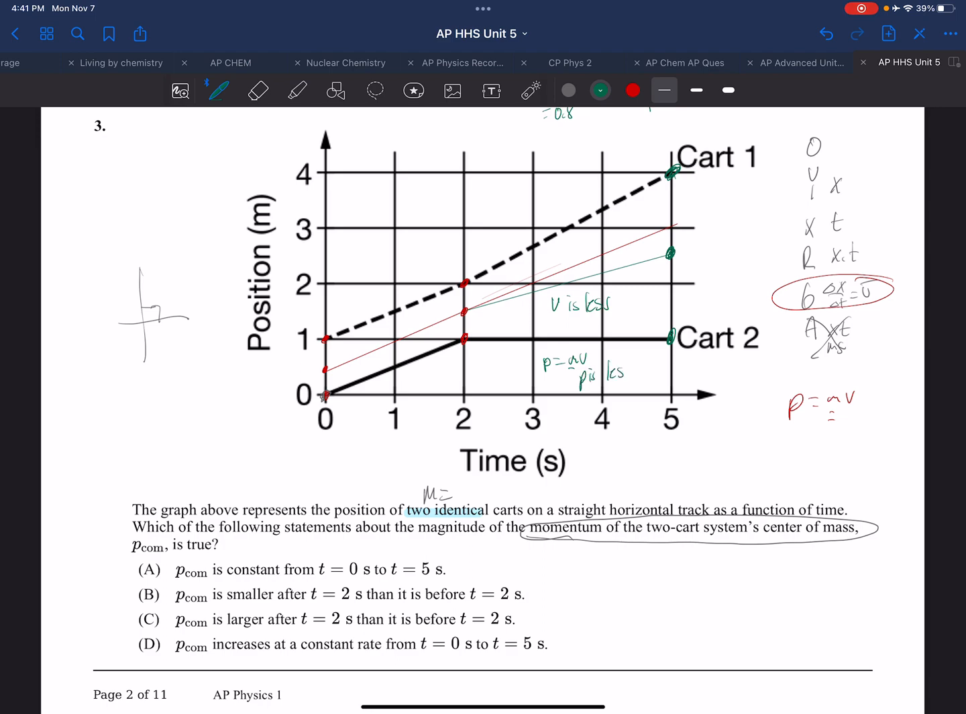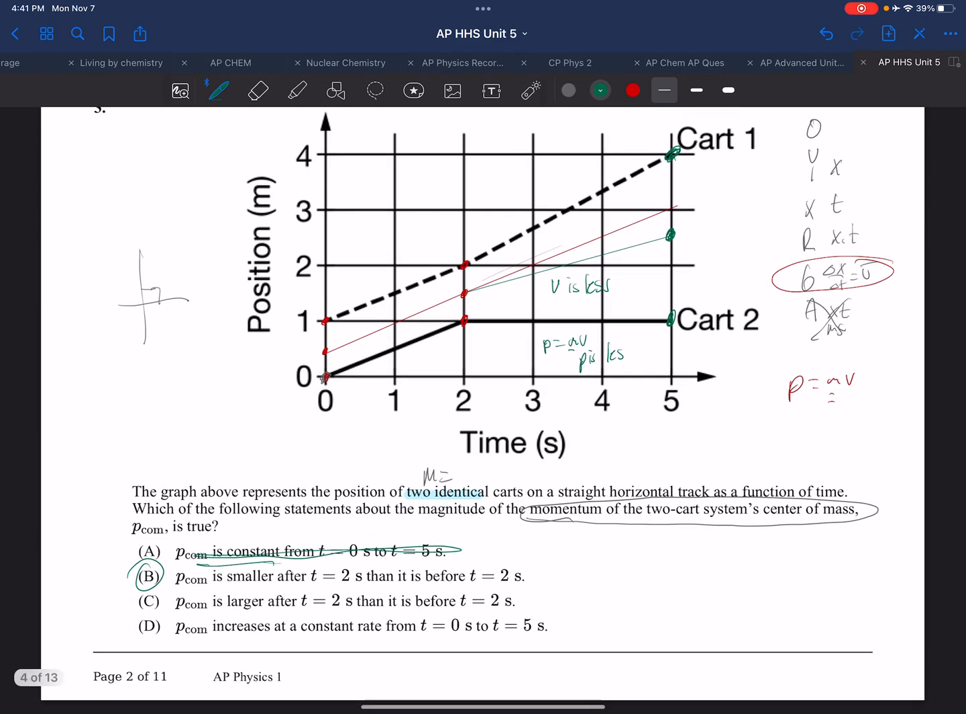So now let's see. Center of mass is constant from 0 to 5? Well, we know it's not. The green line deviates, so that's out. The momentum is smaller at t equals 2 than it is before t equals 2 seconds. And that seems to be true. So we think that's our answer, but of course we are not going to settle for that.